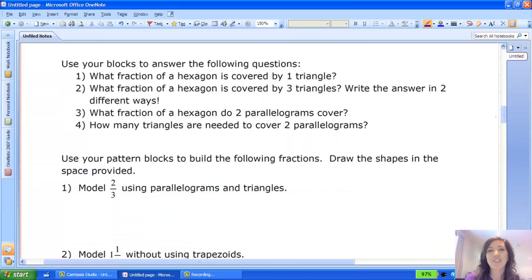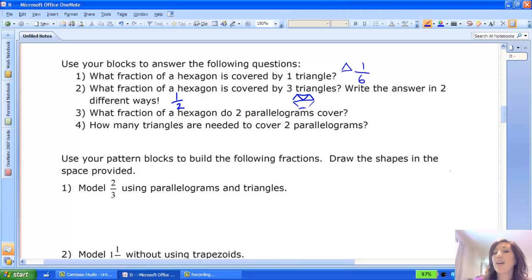So if you go back into the colors on your first page, you'll see that the green triangles, 6 of them, make a whole hexagon. So one triangle out of 6 possible triangles makes a full hexagon. What fraction of a hexagon is covered by 3 triangles? Well, if we put 3 triangles together, that is half of our hexagon here. So we could say half, or we know that each triangle is 1/6, so 1/6, 2/6, 3/6. So those are 2 ways that you can say that.